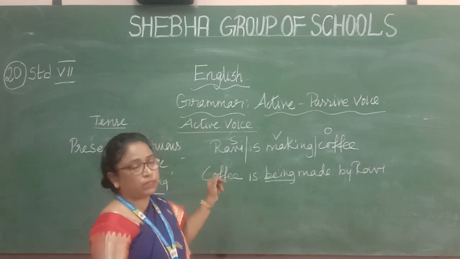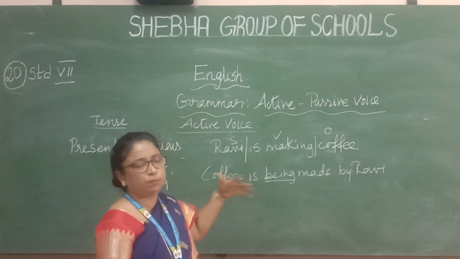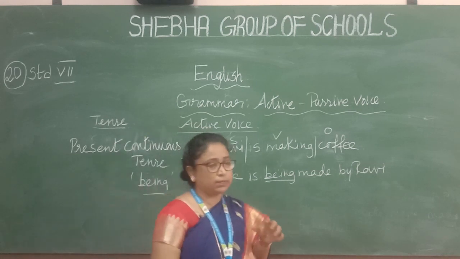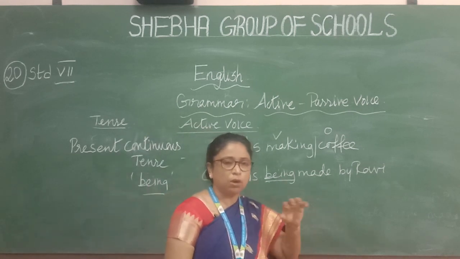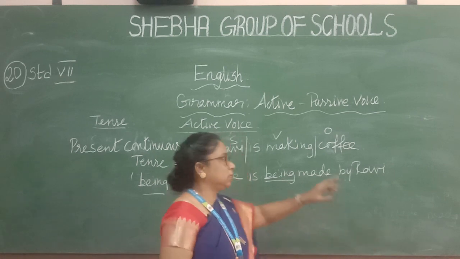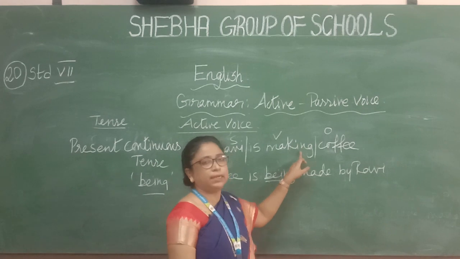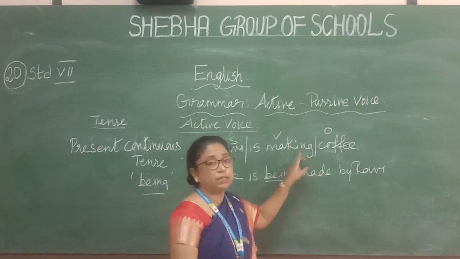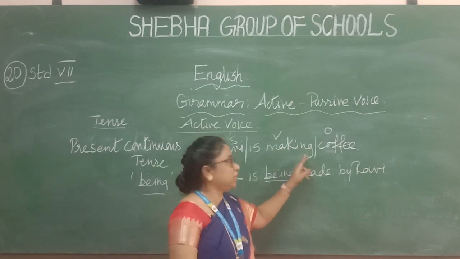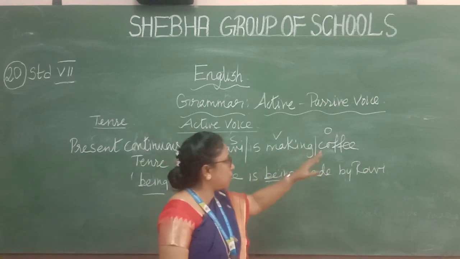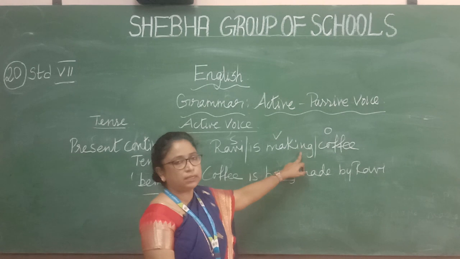How do you find out what continuous tense is? You must be wondering. Continuous tense means what is happening in the present, what is happening for a long time. Now see there, how do you find out? That means the verb will have ing. The verb will be in the gerund, ing. That is, there will be, see there, is making coffee. Ravi is making coffee. Making is ing.